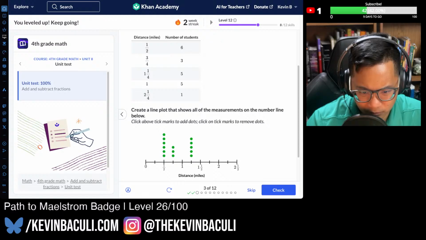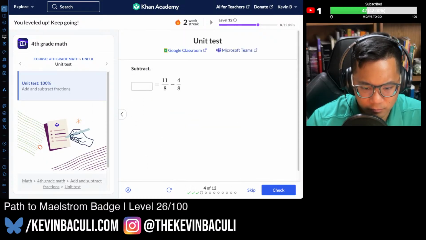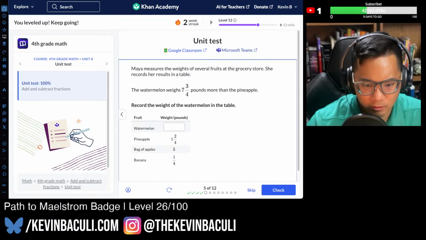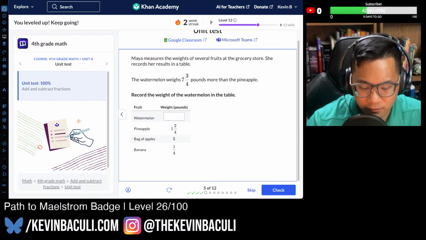Mile, 2.25. Subtract. Sorry. Maya measures the weight of several fruits at the grocery store. She records results in the table. The watermelon weighs 7.75 pounds more than a pineapple.